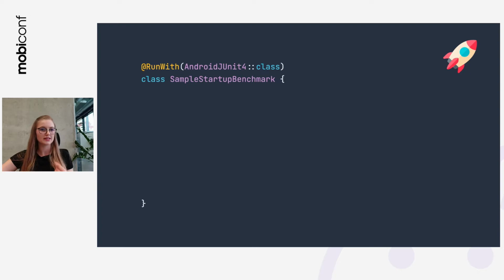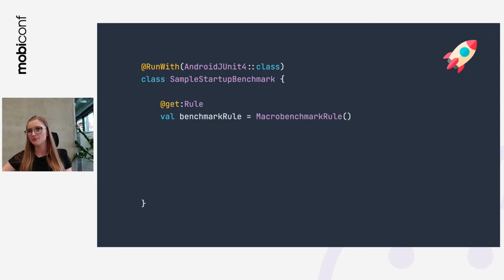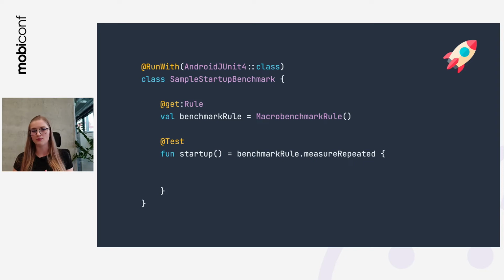To create such a test, similarly to micro benchmarks, we have to create a new test class. We have to add a specific rule. This time it's not the benchmark rule, but the macro benchmark rule. And then we can create a test function, just like before. In this function, we will use measure repeated from the benchmark rule. And in this lambda, we will define the code that we want to measure.